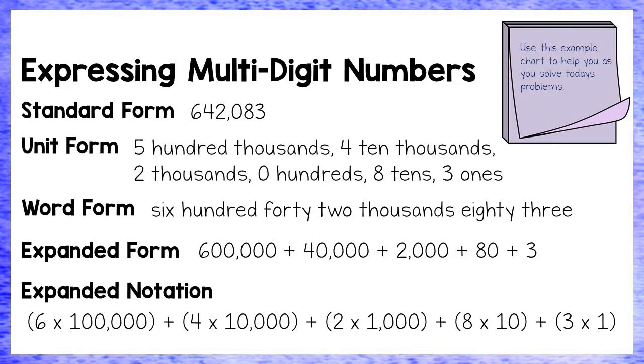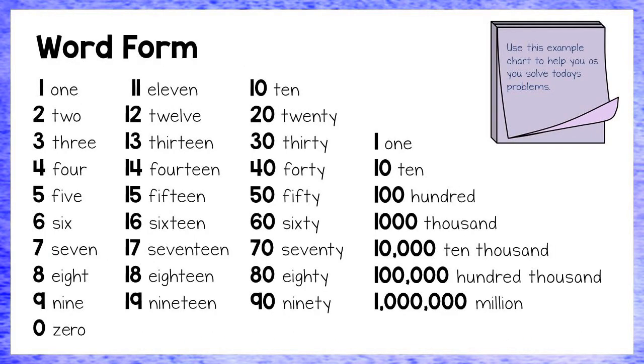So standard form looks like this, unit form looks like this, word form looks like this, expanded form looks like this, and expanded notation looks like this. Also, for word form, slide 5 has the words written out so that you can spell them correctly. If there is a red line underneath, that means it's spelled incorrectly, so you can check on slide 5 how to spell the word correctly.